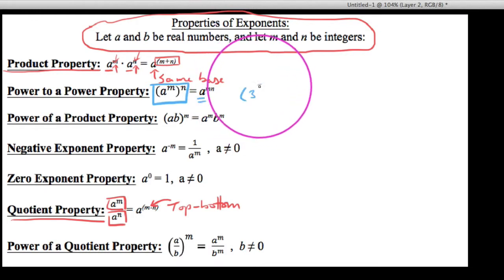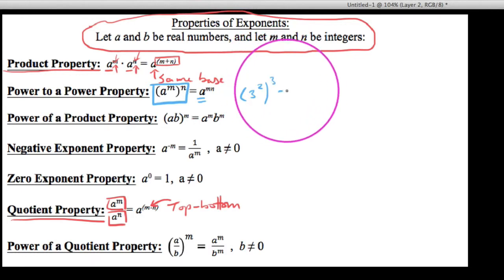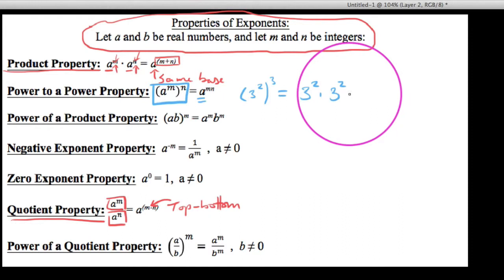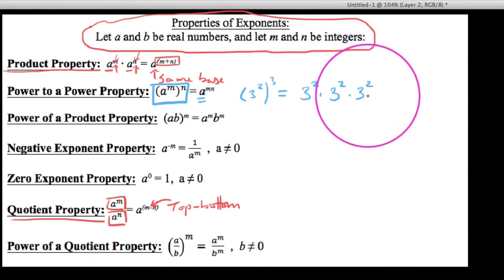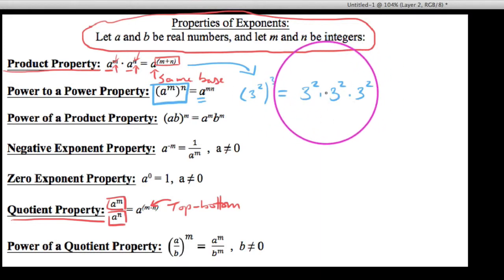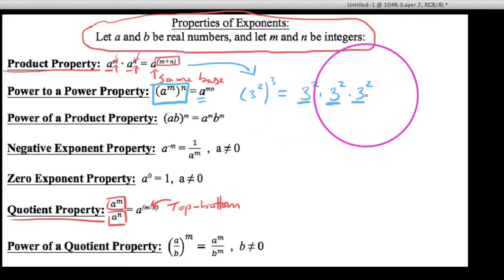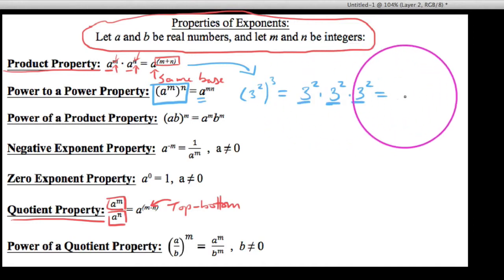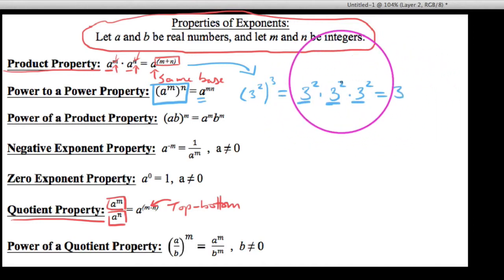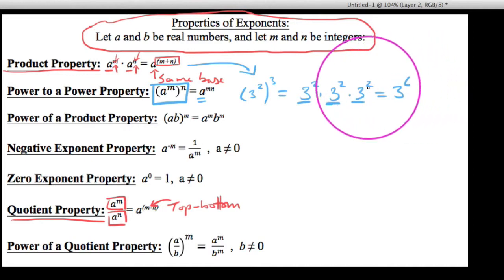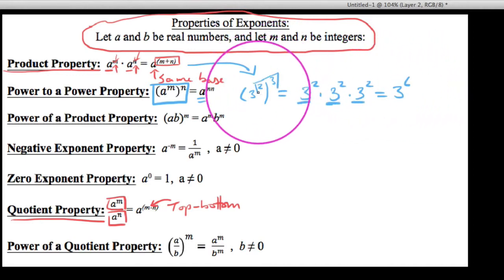A perfect example of this, we could just list one here. We'd say 3 squared to the third. This would be the same thing as 3 squared times itself 3 times. 3 squared times 3 squared times 3 squared, which you can see is really just an extension of the product property, because I'm now taking 2 factors of 3 times 2 factors of 3 times 2 factors of 3. Really, when you multiply things with the same base, you get the same base, but you add their exponents. So I get 2 plus 2 plus 2, which is 6. We could really have just said, hey, 2 times 3 here, that's how many factors of this base 3 that I have.